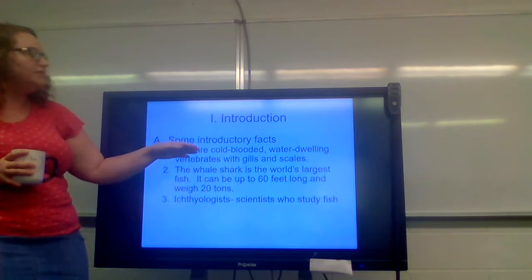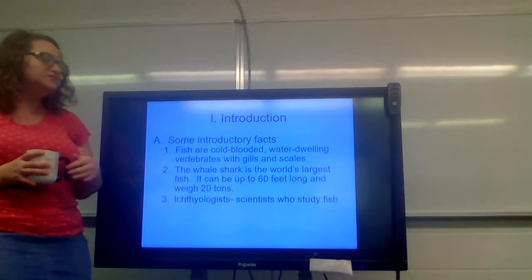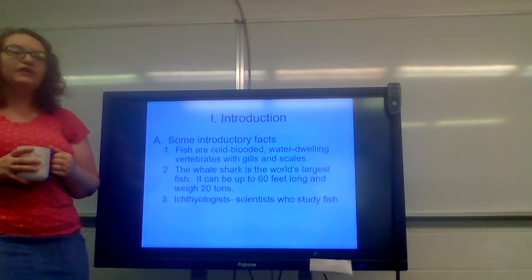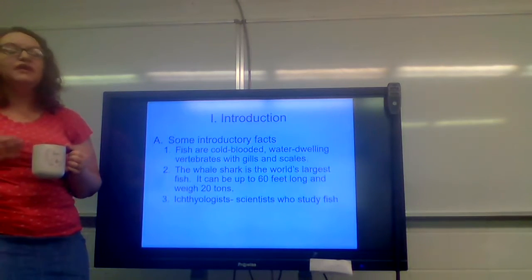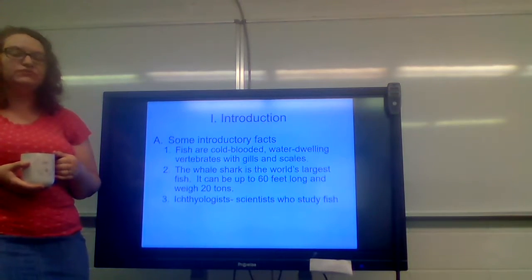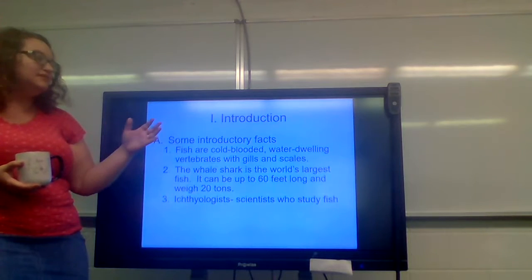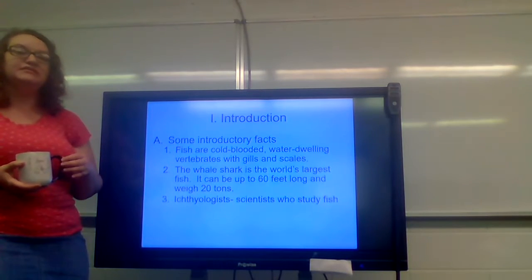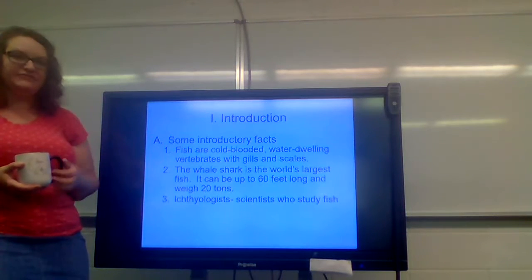Fish are cold-blooded, water-dwelling vertebrates with gills and scales. As far as being a vertebrate goes, fish have every characteristic that other vertebrates do. The main difference is the gills and scales. In place of lungs, they have gills. In place of skin or fur, they have scales.